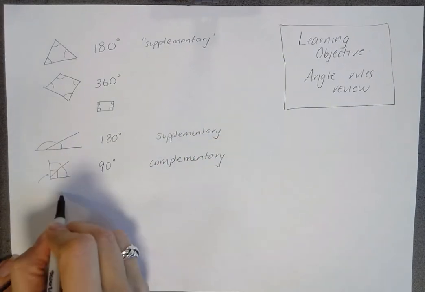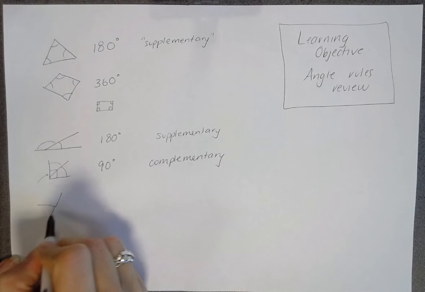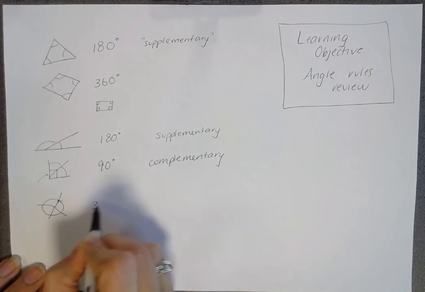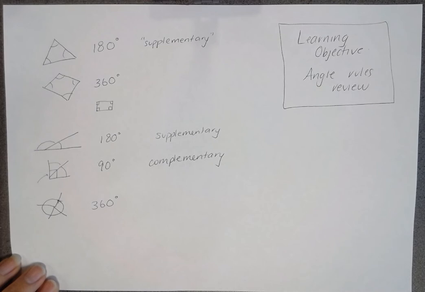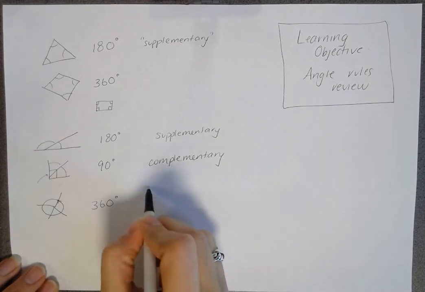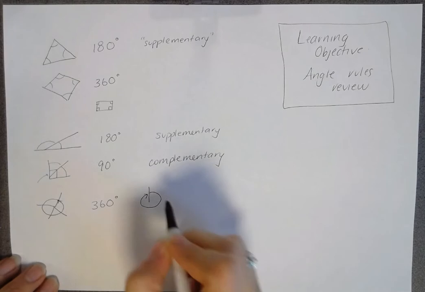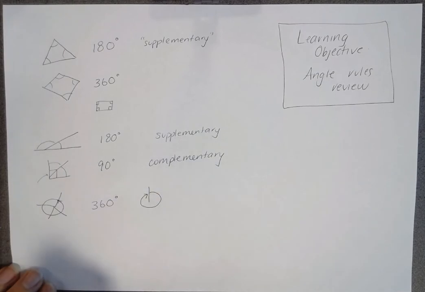If we have angles on a full revolution, so a full circle, we know that they add up to give 360 because there's 360 degrees in that circle, and you sometimes might see this symbol to show that they are 360.